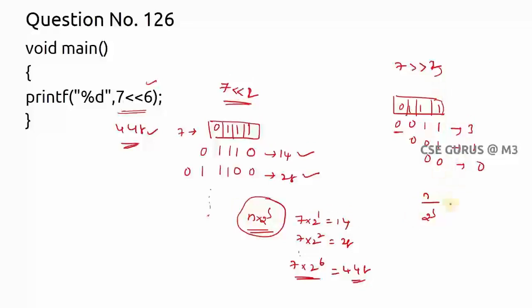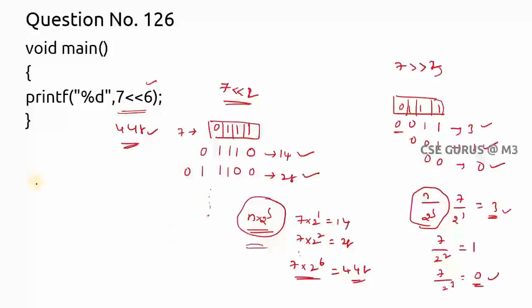You can see, if it is one shift, 7 by 2 power 1. What is 7 by 2? Of course it is integer division, that's why the answer is 3. If it is 2 shifts, 7 by 2 power 2, 7 by 4, the answer for integer is 1. If it is 3 shifts, 7 by 2 power 3, which is 7 by 8, which is 0. So like this you can get the answer directly with this formula. Instead of wasting time calculating all those things, you can directly apply the formula, check the options, and keep that answer.